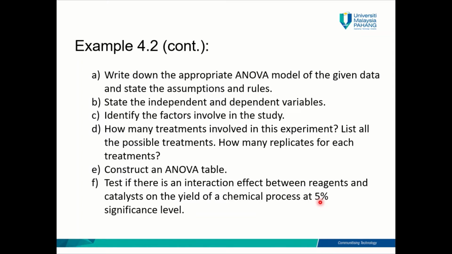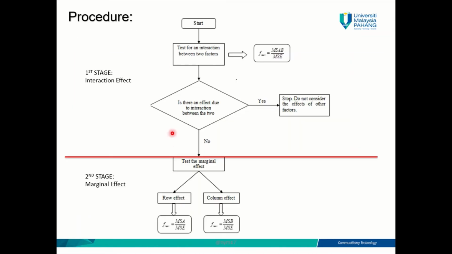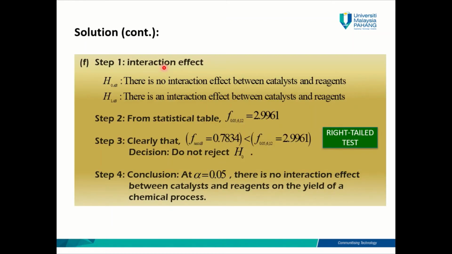So let's recall the procedure for two-way ANOVA analysis. You need to follow this one. You need to start here, with the first stage, which is the interaction effect between factor A and B. So let's take a look. How does our first hypothesis testing in the first stage look like? In your H0, the interaction effect hypothesis testing, you're saying that there is no interaction effect between factor A and factor B. H1, you're saying that there is an interaction effect between factor A and factor B.